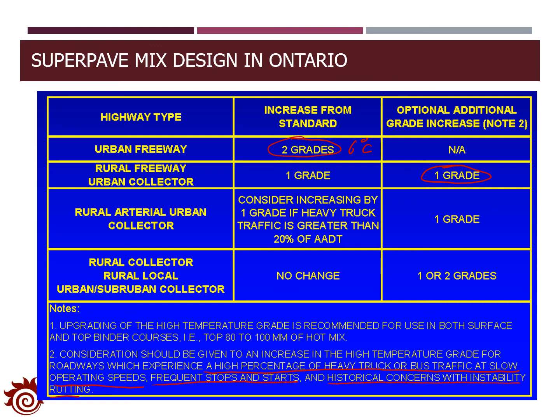For rural arterials and urban collectors, if the heavy truck traffic is greater than 20% of the total traffic, then we need to think about 1 grade increase of the standard performance grade. And additionally, we also need to think about 1 optional grade increase. For the rural collectors, usually we don't need to apply any adjustment, but if there are any additional conditions applied to the road pavement, then we have to apply 1 to 2 grade increase for the performance grade.